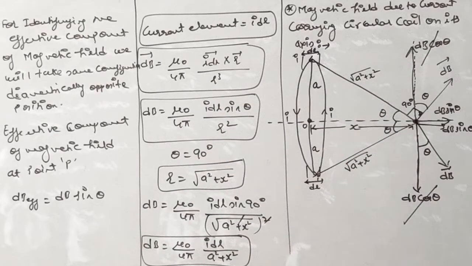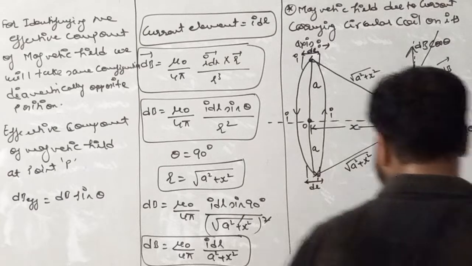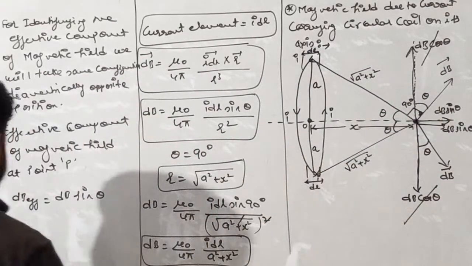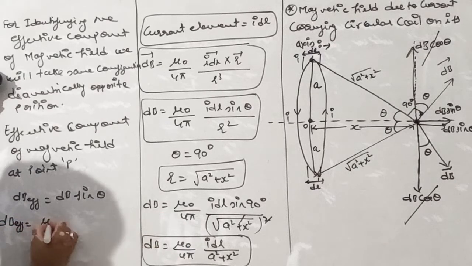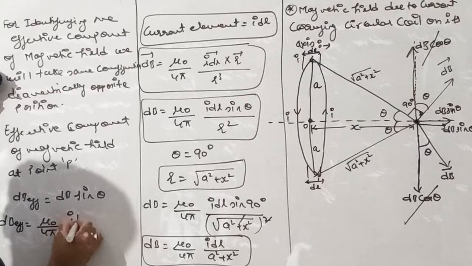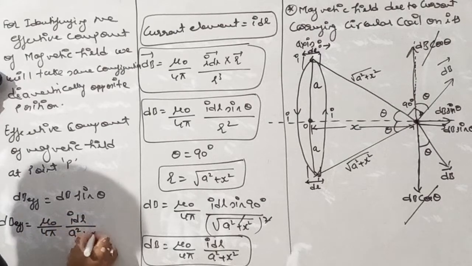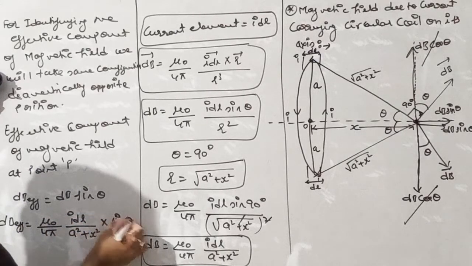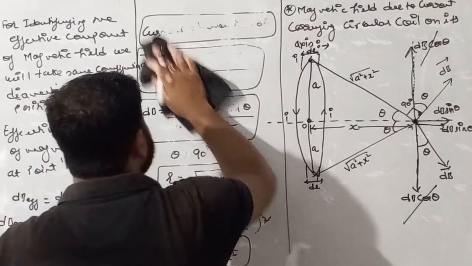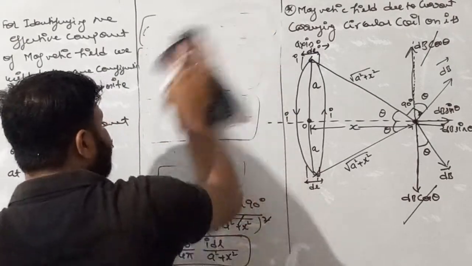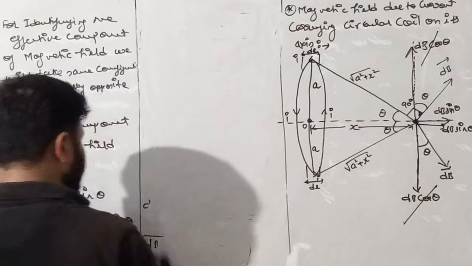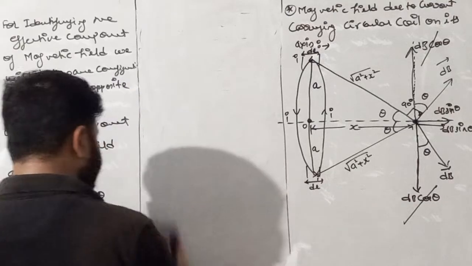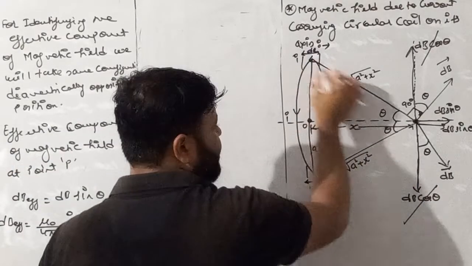Now we all know the value of dB, because dB will be the same for all configurations. So let's put the value. dB effective becomes equal to, the value of dB is mu naught upon 4 pi, I dl over a squared plus x squared, into sin theta. Now we will put the value of sin theta as well. So see, we have a right angle triangle. If you are aware of the right angle triangle concept, then you will get the value of sin theta as well. So see, this is a right angle triangle.